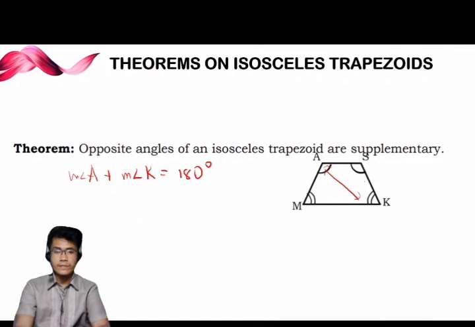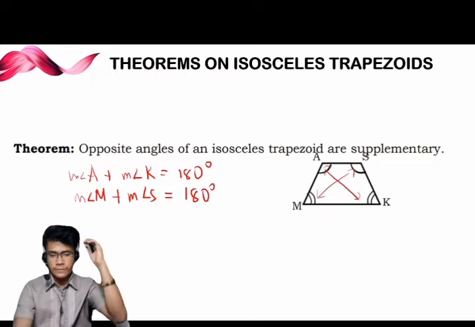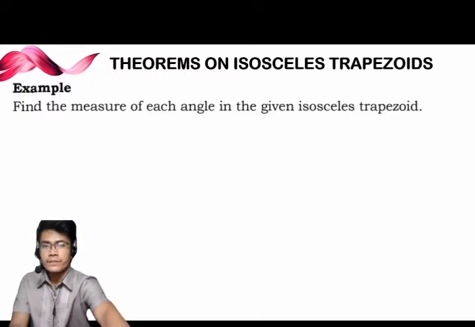Okay? Same with these opposite angles, angle M and angle S. When you add the measures of those angles, the result is 180 degrees as well. So the measure of angle M plus the measure of angle S is also equal to 180 degrees. All right. So let's proceed to the example.